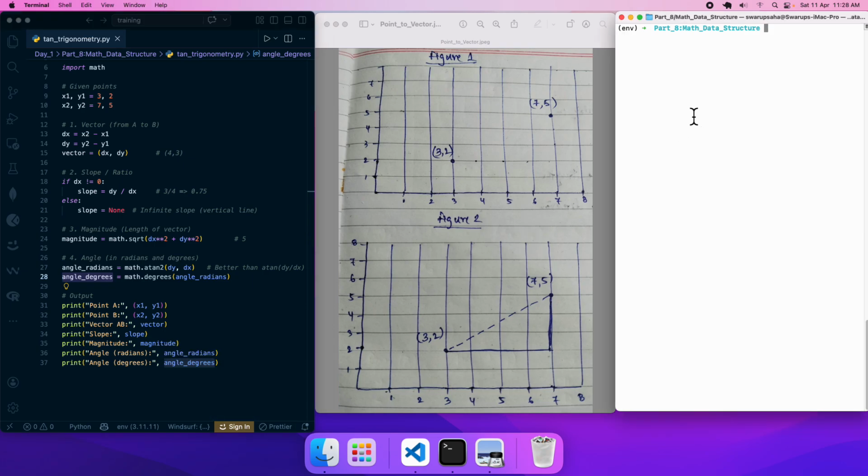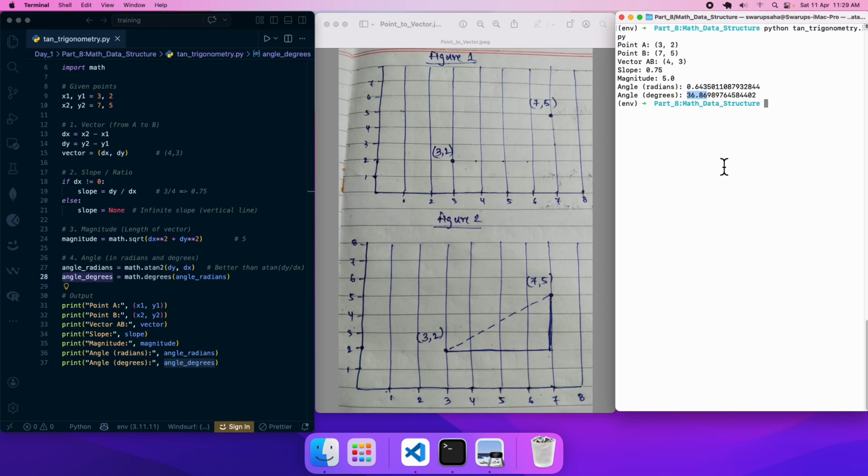Let me now run the code over here, and here it goes. My file name is tan underscore trigonometry. I hit enter. As you can see, the point A is 3, 2, and the point B is 7, 5. That's what I have written over here. The vector which we saw was 4, 3, coming from this particular formula. Then we calculate the slope, and we calculate the magnitude, the length of this hypotenuse. From here we got the radian, so the radian value is this, and we convert the radian to degree. It was 36.87 approximately. So this is what the degree is providing us.